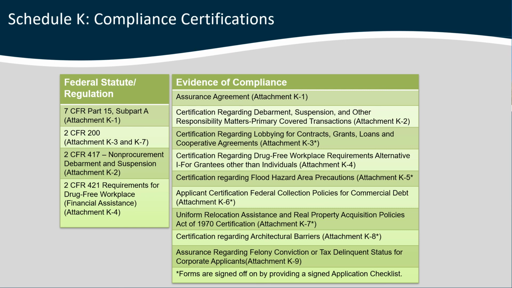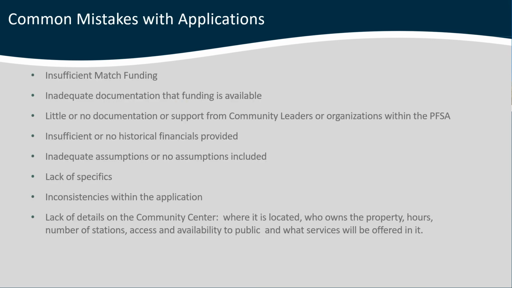Schedule K is the compliance certifications, so we're not going to go through each of these individually. The main thing to point out is that the ones that have an asterisk are signed off by completing a signed application checklist, which is on our website and linked in the application guide. So you don't have to sign those separately. The other ones you do have to print out and sign a copy and attach it with your application.